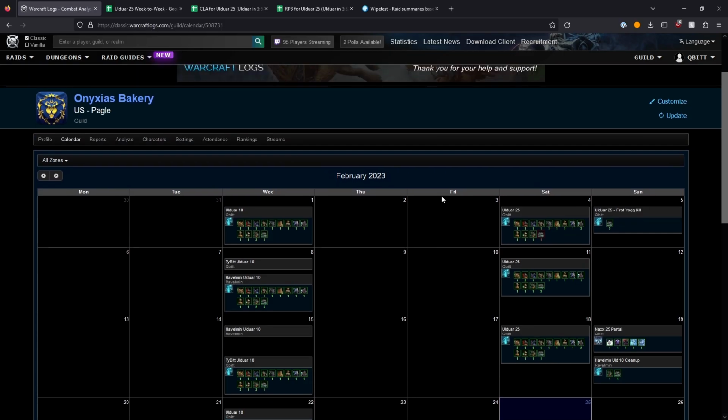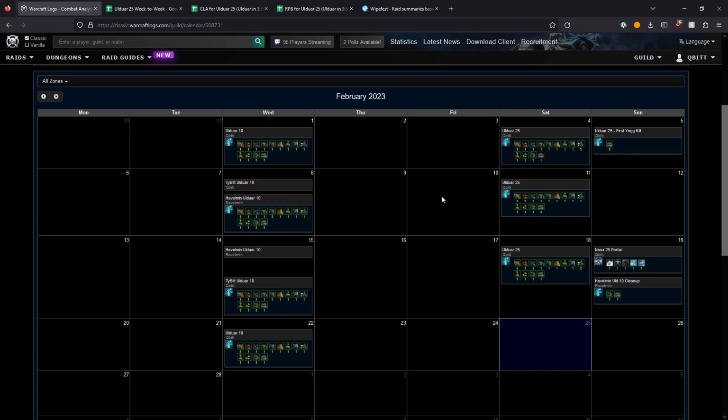This is the log calendar view, and it always comes up to the current month. This is the quickest, easiest way to always get at our latest logs. You don't have to know an exact log URL. Just come on here, and if a log's available, it shows up on the day that we ran the raid. So I'm going to be looking at our Ulduar log from last Saturday.